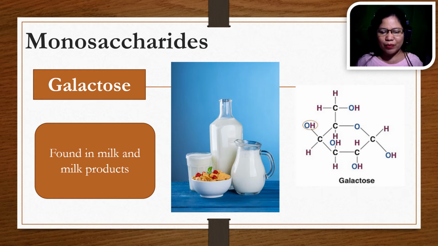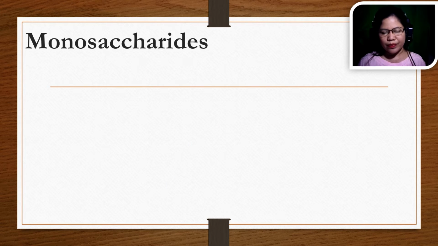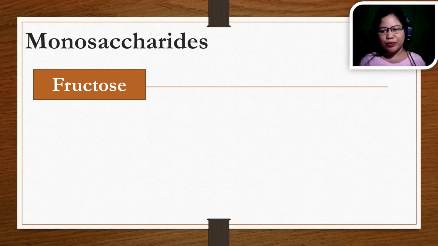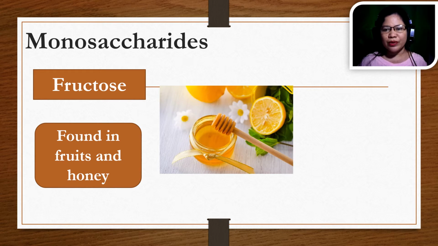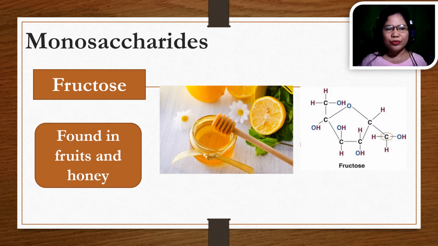Now the third type of monosaccharide is fructose. Okay, fructose is usually found in fruits and honey products. So this is the chemical formula of fructose. Usually fruits have this type of sugar or monosaccharide. So they have fructose. Okay, almost all fruits.